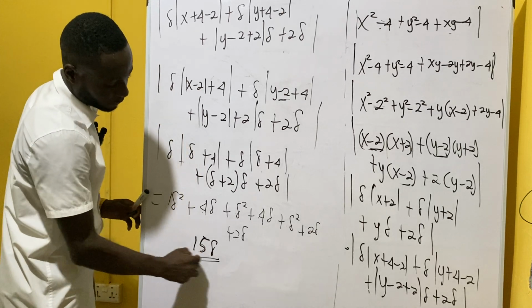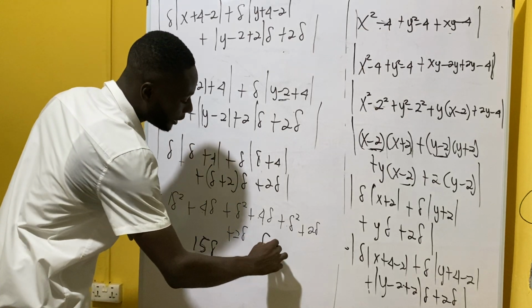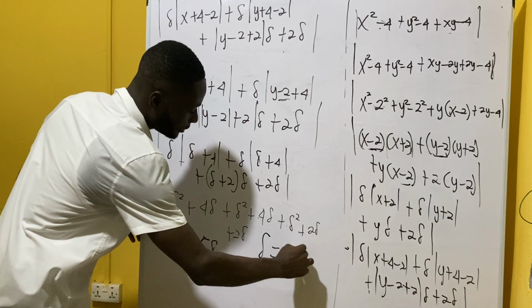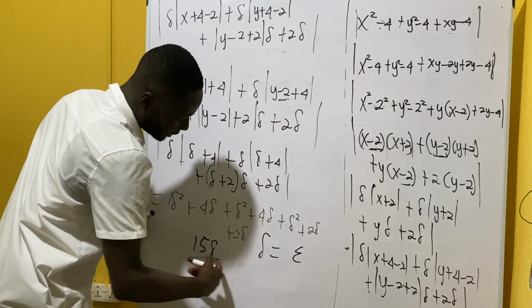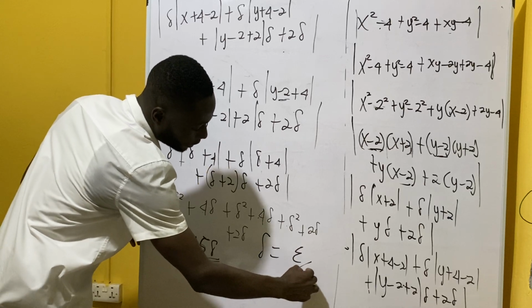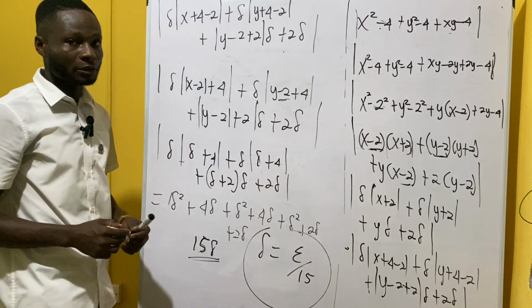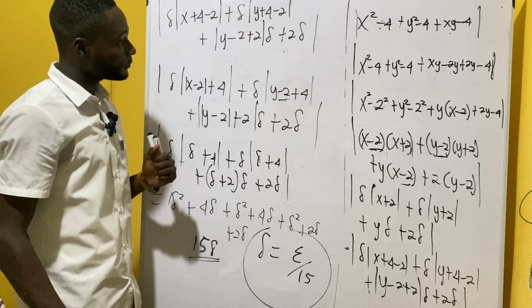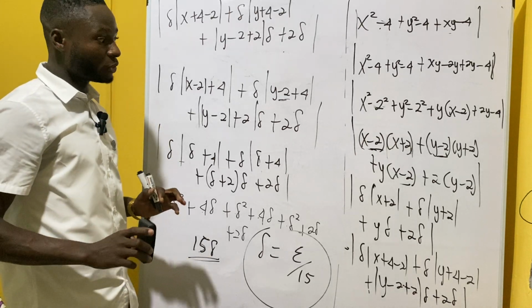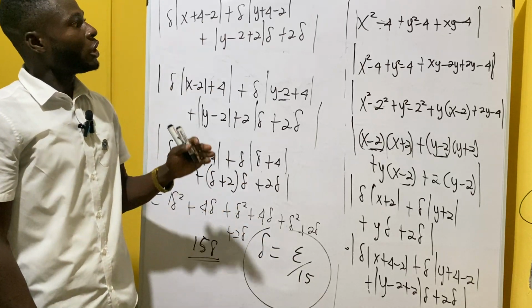delta, right? So we can say that we will choose a number which is also 15, so that we can clear up this 15. So we say that delta is equal to epsilon over 15. So we have delta to be epsilon over 15. Very, very good. It's so simple. You just have to follow the procedures.